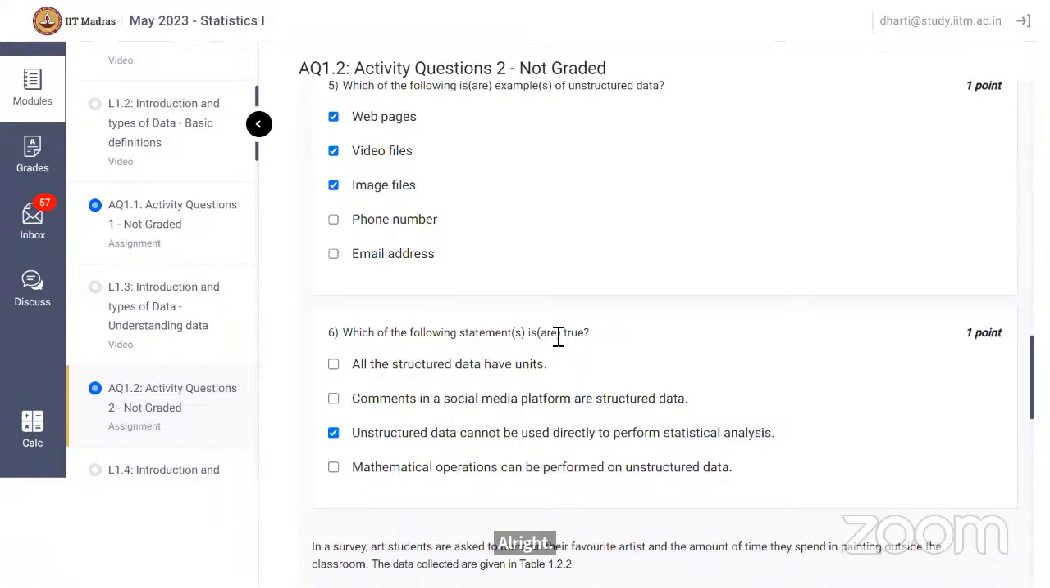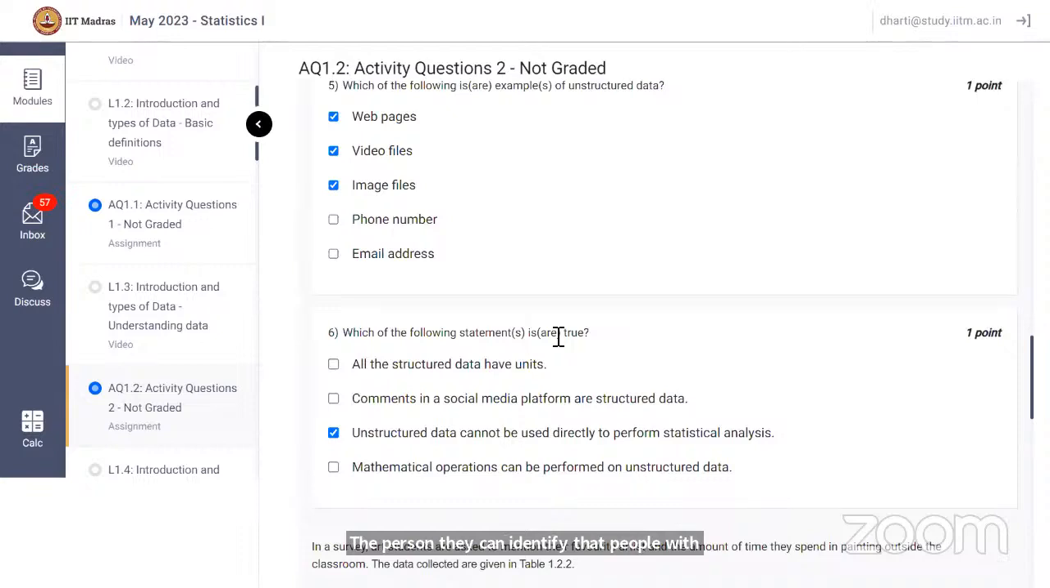Fine. Just hold on, let me ask others. What do you think about the jersey number? Is it structured or not? Ma'am, it is structured data. Then why? Ma'am, because they can identify the people with that jersey number.